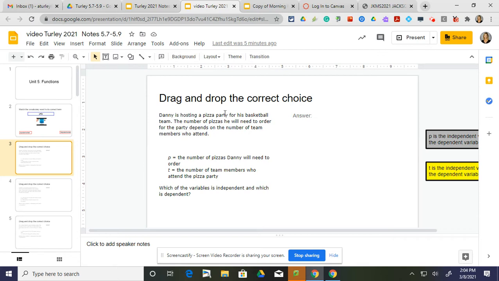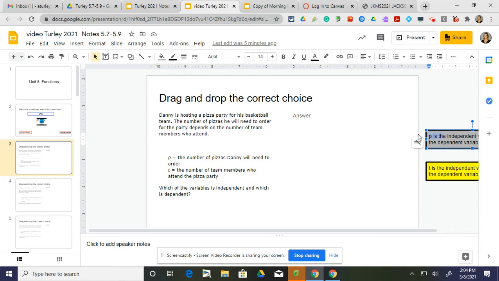So on this example, it says Danny is hosting a pizza party for his basketball team. The number of pizzas he will need to order for the party depends on the number of team members who attend. So when you're thinking about this, think about what is depending on something else. Well, it tells you that the number of pizzas depends on the number of team members who attend. So the number of pizzas would be the dependent variable. So P, the number of pizzas Danny will need to order, is the dependent variable. That means the independent variable is the number of team members who attend the party.